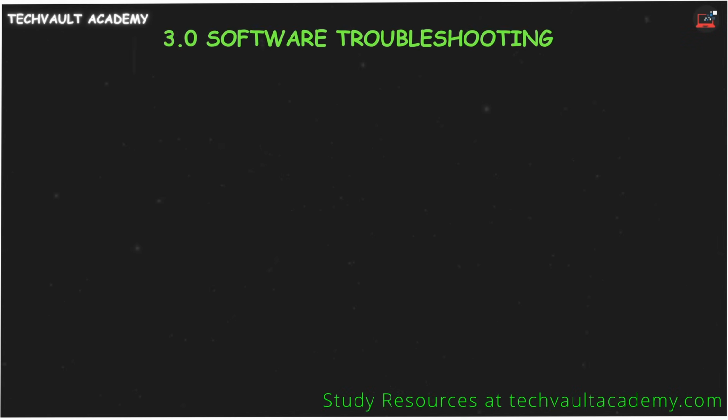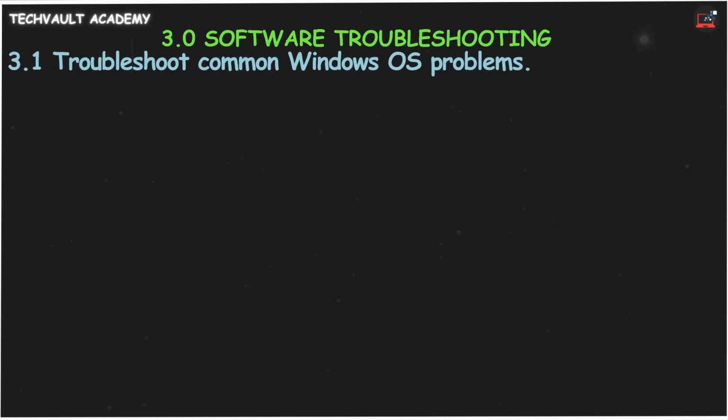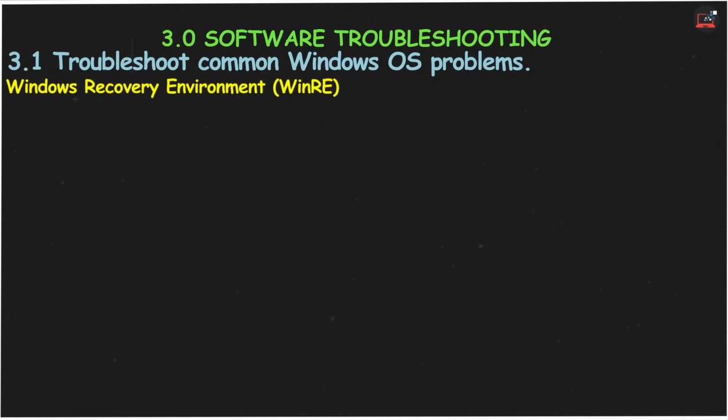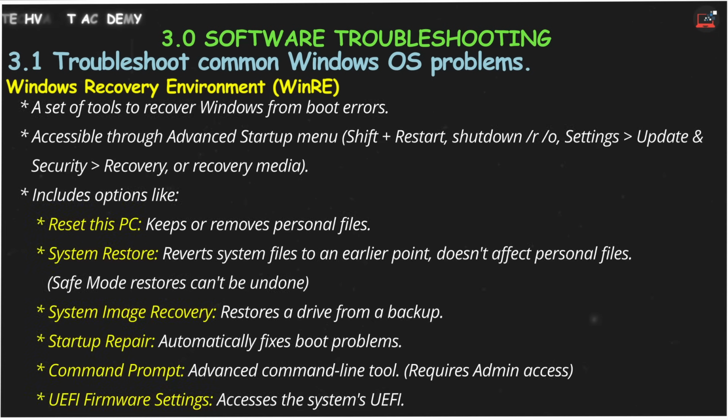Let's now break down the first objective of the software troubleshooting domain. Given a scenario, troubleshoot common Windows OS problems. Windows Recovery Environment, WinRE: a set of tools to recover Windows from boot errors, accessible through the Advanced Startup menu, Shift+Restart, shutdown /r /o, settings, update and security, recovery, or recovery media.